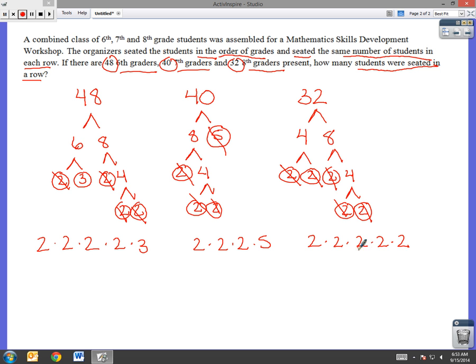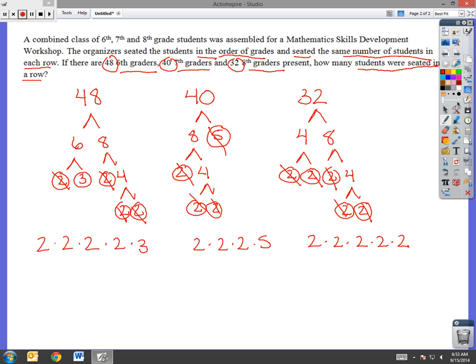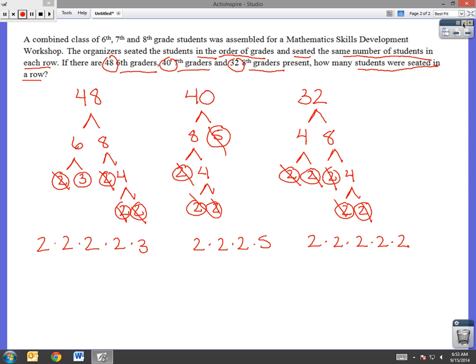The reason I'm not writing in exponential notation is that when I'm looking for the GCF, I'm looking for the factors that they have in common. Well, let's take a look. 48 has 2's and a 3. None of the other 2 numbers have a factor of 3, so I'm going to cross it out. 40 has a factor of 5. None of the other 2 have a factor of 5, so I'll cross it out. Now comes the tricky part.